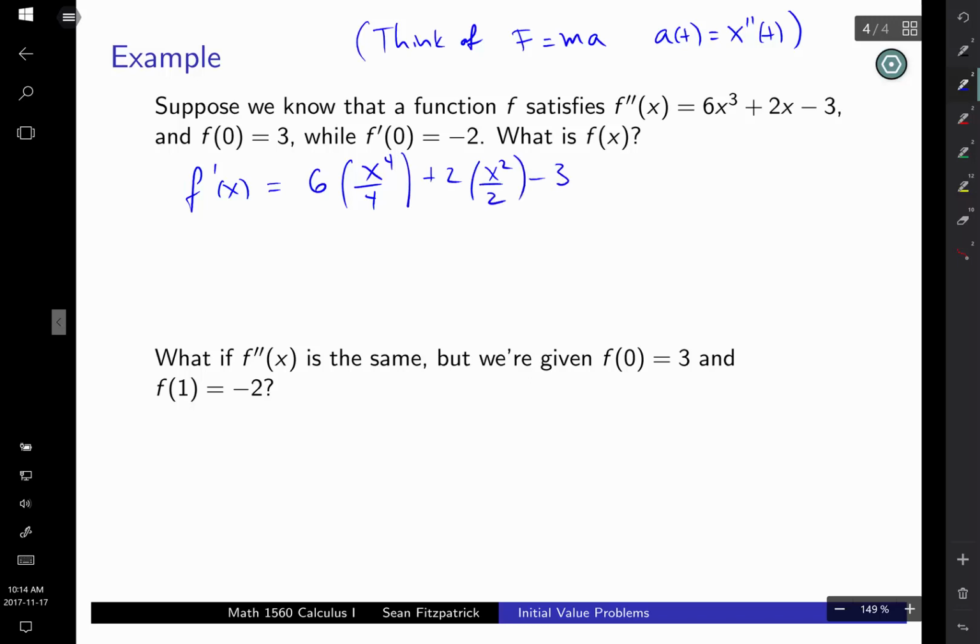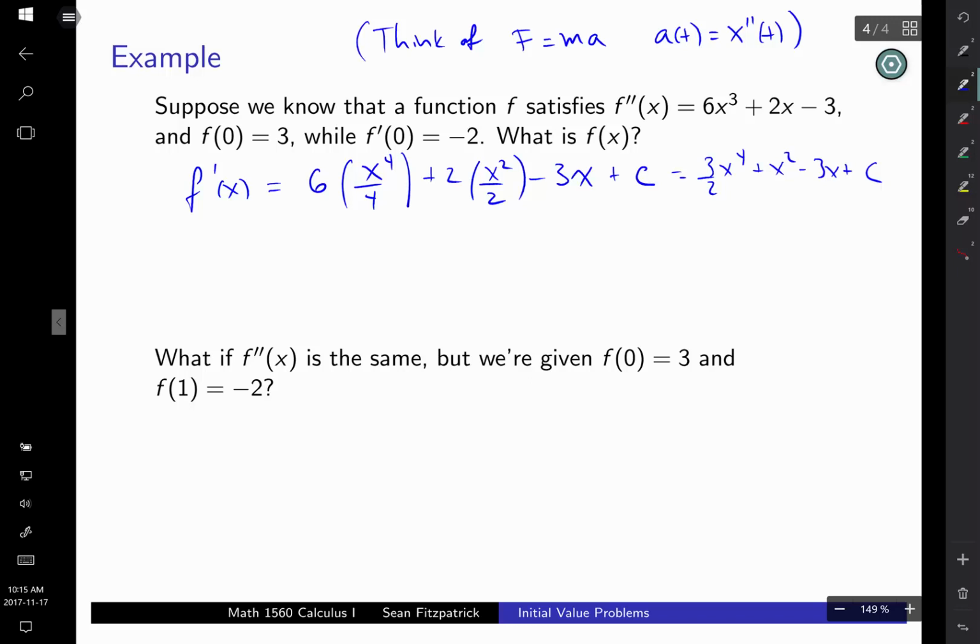The 3 is a constant. I can think of that as 3 times 1. We know that 1 is the derivative of x. So we get 3x plus some constant c. Okay, so let's clean that up. This is 3 over 2 x to the 4 plus x squared minus 3x plus c.